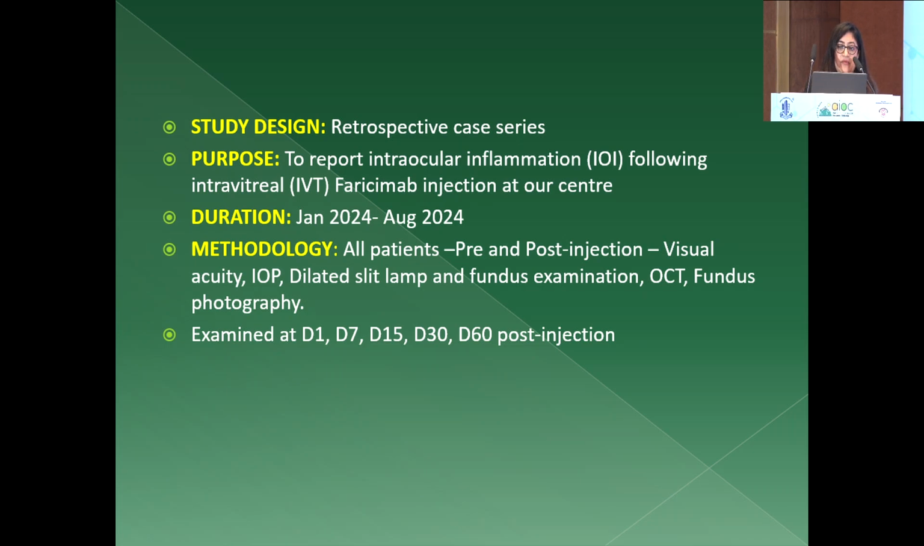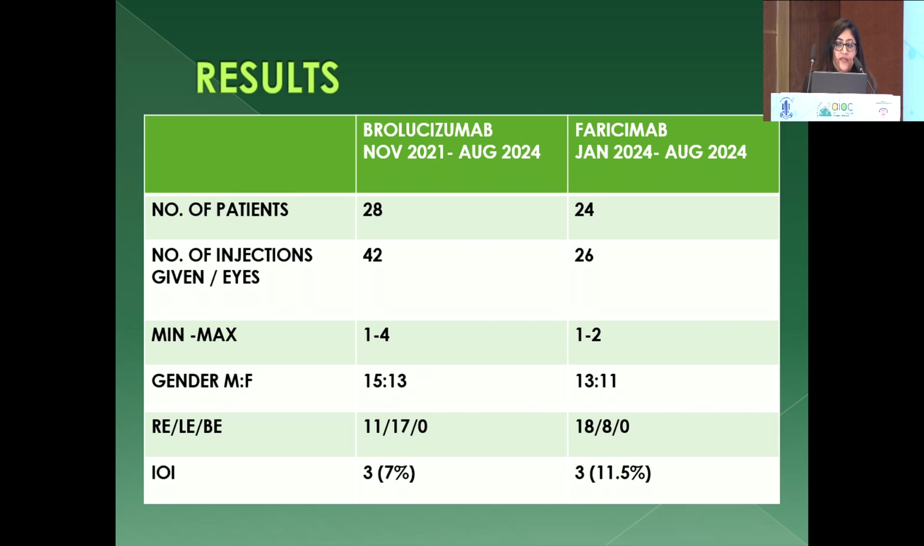All patients underwent thorough pre-op and post-op injection evaluation on the given days. In our series of 26 eyes of 24 patients who were injected, a maximum of 2 injections of faricimab were given, and we have seen 3 cases of IOI following injection faricimab. This is in comparison to 3 out of 42 eyes injected with brolucizumab at our center, which had IOI.